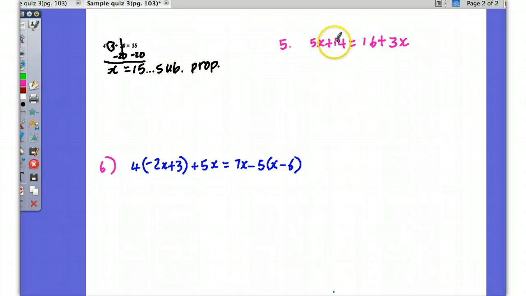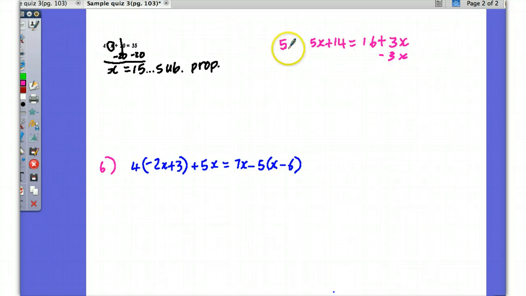And here's number 5, a little bit more complicated, where we've got a variable on the left, namely 5x, and a variable on the right, 3x. So what do we do with that? Well, we want to have the variables on one side and the numbers on the other side, and usually we keep the variables on the left hand side. So we have positive 3x over here, positive 5x understood over here. So let's subtract the 3x from this side.